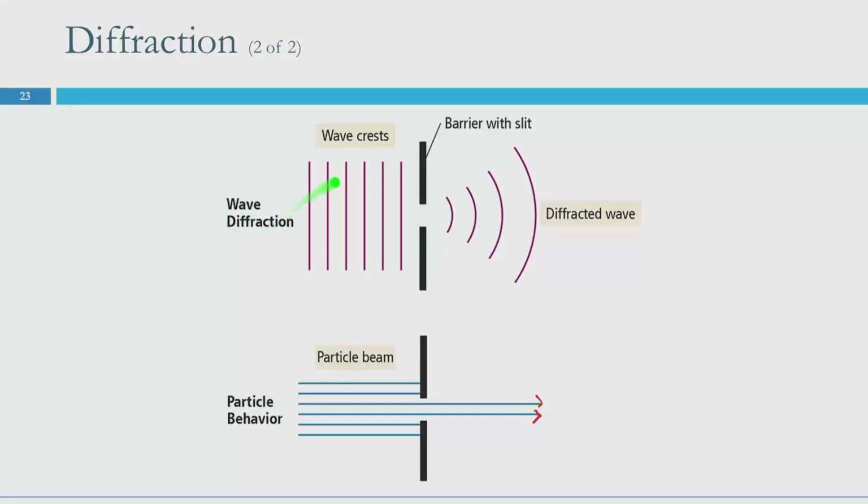However, for our waves, we're looking at wave crests. So these waves are coming out of and into the board. So we're looking at the peaks. And they hit this barrier and the slit. And the part that makes it through the slit then splits off and spreads out. So they're sort of like bending around the corner a little bit.